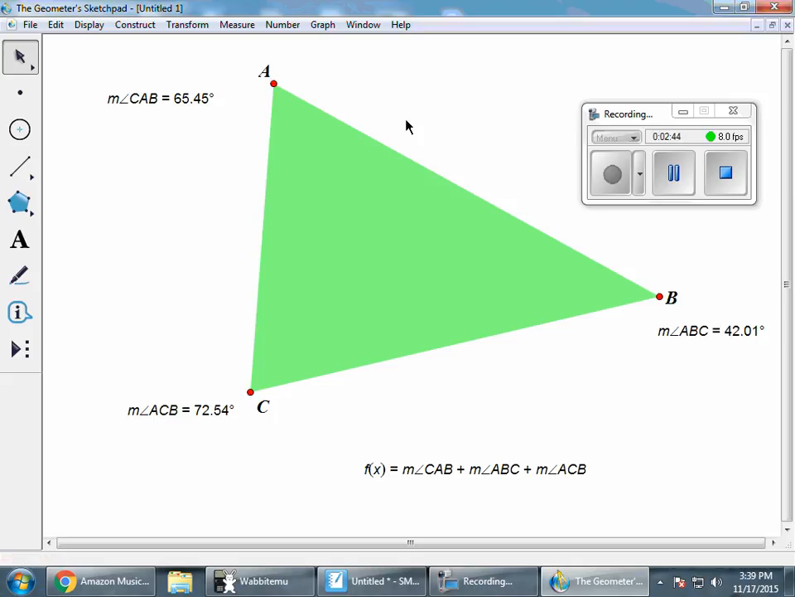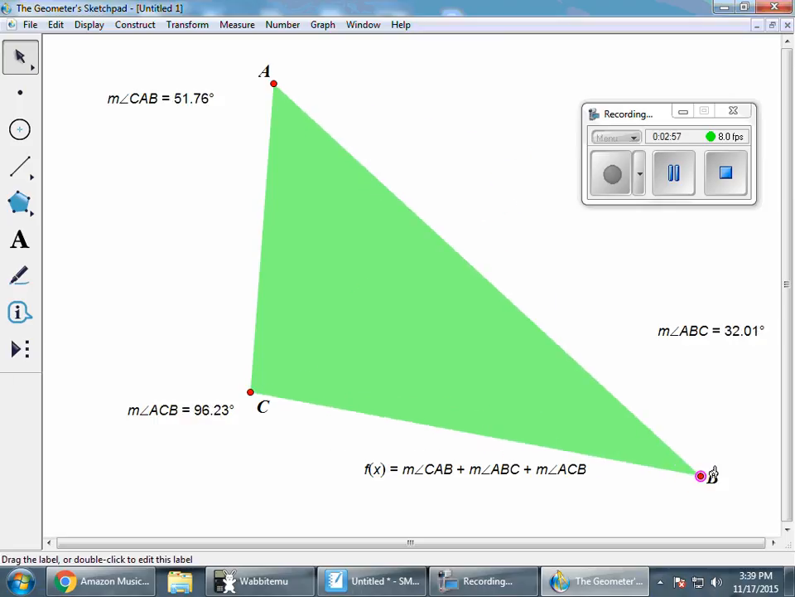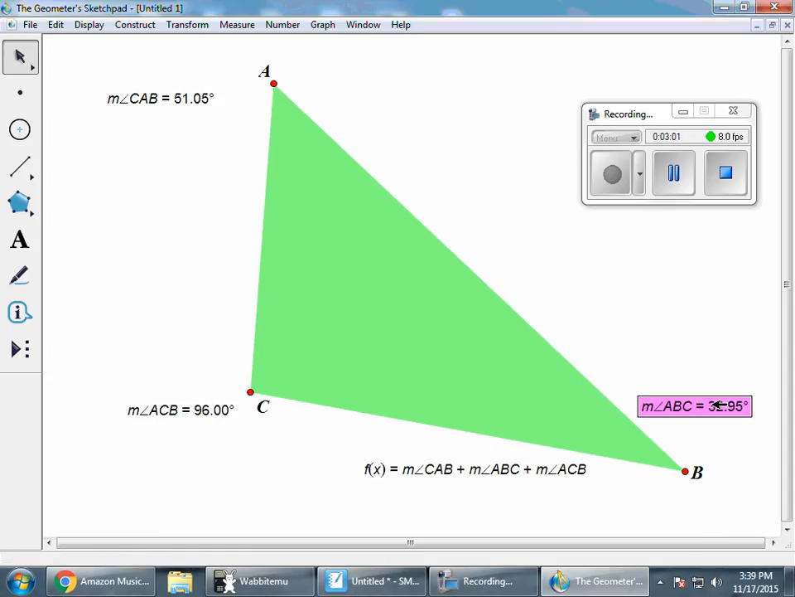Okay, so did you get 180? You should have, or something really close to it. Maybe a little bit of rounding error. Maybe you got 179.99. So if I drag point B around, now we have a measure. Well, I didn't want to drag that. I want to drag that there.